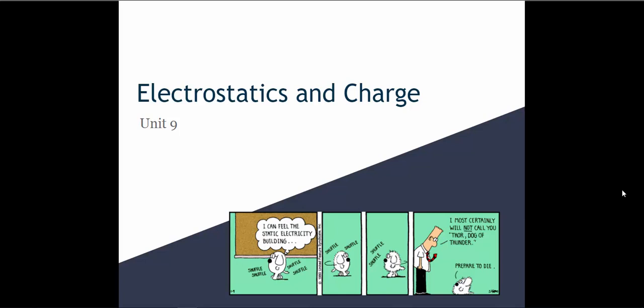So here we're going to talk about electrostatics. What is static electricity? Well, it's stationary charges, but they're not stationary 100% of the time. They're just stationary most of the time. That's what electrostatics means. Electro means charges, and statics means stationary. Here you can see this little Dilbert cartoon, where you shuffle your feet across the floor and you can build up a charge.